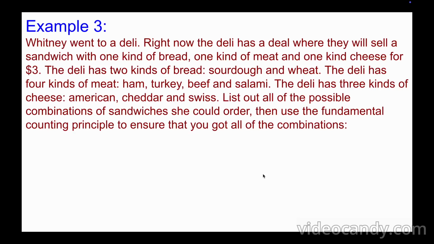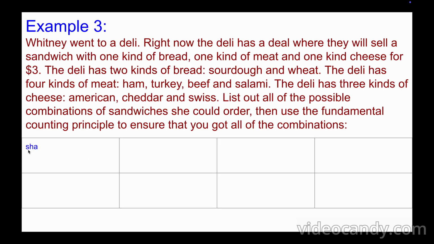I'm just going to take the first item from the kinds of bread, which is sourdough, the first item from the kinds of meat, which is ham, and the first item in the list from the kinds of cheese, which is American. So sourdough, ham, American. And so you can imagine in each box here I'm going to vary the kind of cheese. So it could be sourdough, ham, and cheddar, or sourdough, ham, and Swiss.